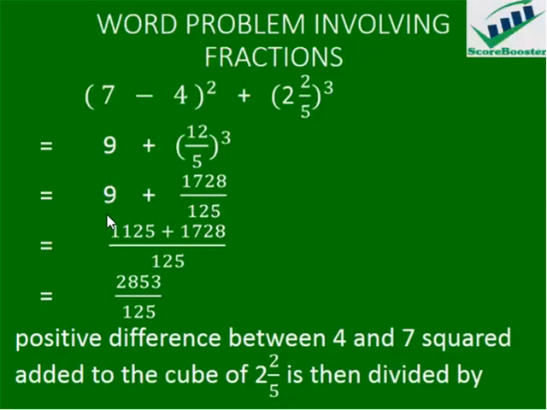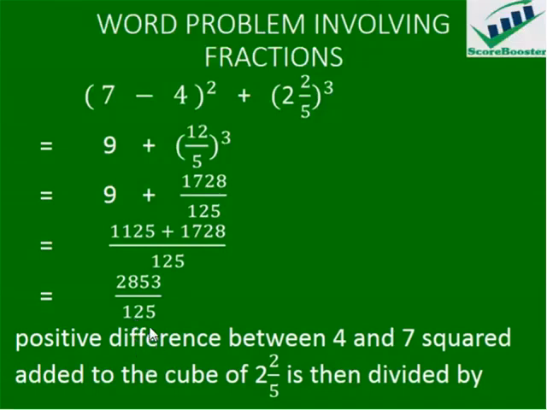9 can be written as 9 over 1. So what is the lowest common multiple of 1 and 125? That's going to be 125. If you follow the steps I've taught you, you'll see that 125 is the lowest common multiple. So 125 divided by 1 will give 125. 125 multiplied by 9 will give 1125, plus 125 divided by 125 will give 1. 1 multiplied by 1728 will give 1728. You add this to this, that will become your new numerator over the denominator. So you finish that step.